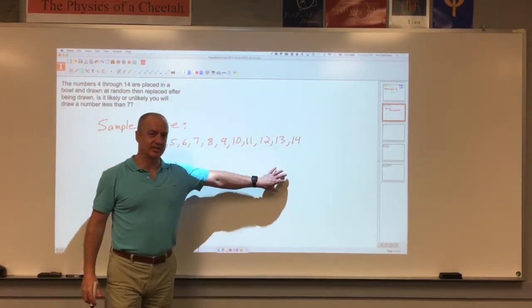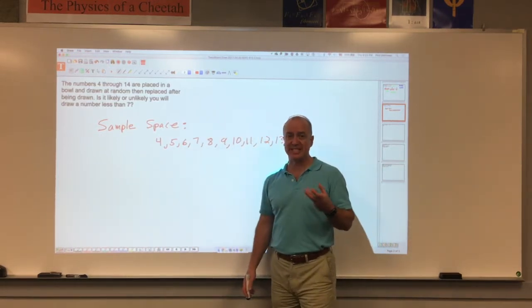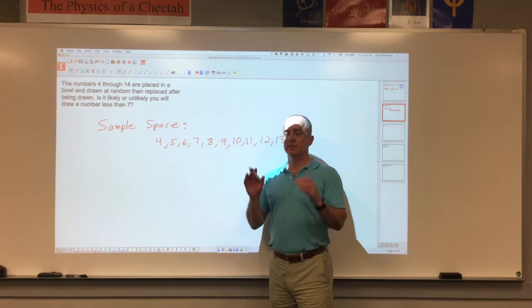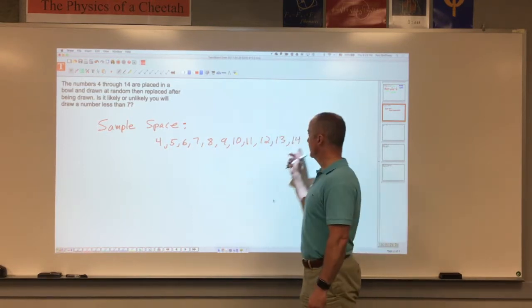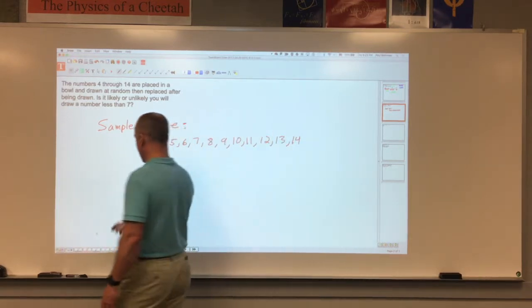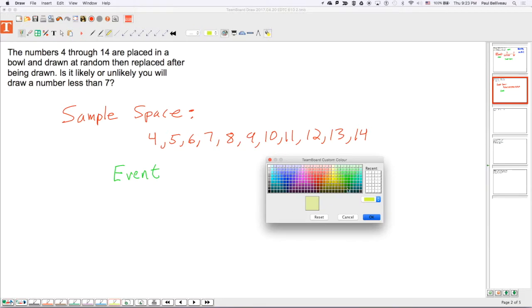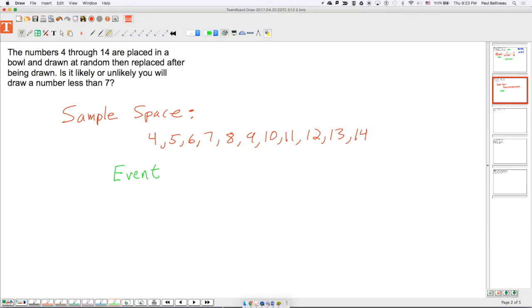Sometimes it's good to write out the list if the list isn't too long. A lot of people see something like 4 through 14 and they assume there'll be 10 things in the list. But if you include the beginning and end, it's actually 11 total items. That's our sample space. Our event, on the other hand, that we are talking about is if we come out with a number less than 7, that is 4, 5, and 6. There's only 3 things in our event.